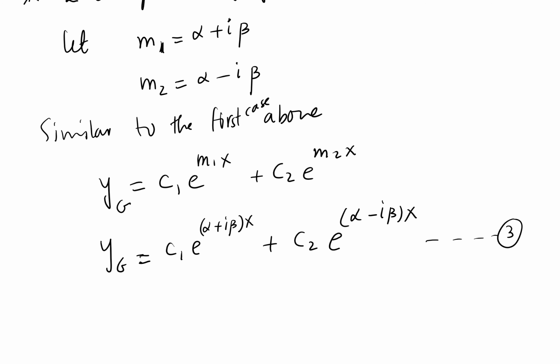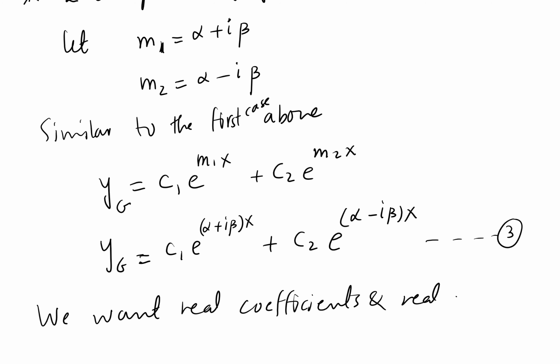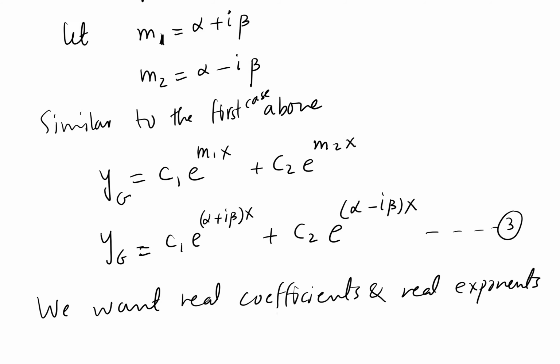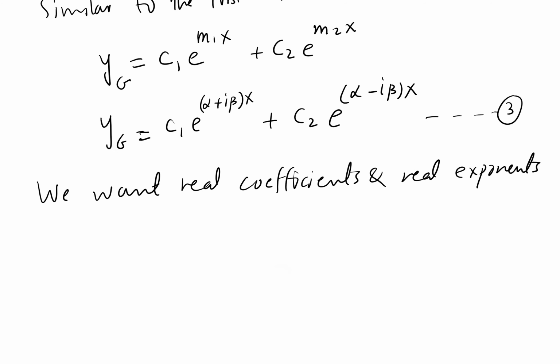One thing we have a problem with here is that we would like all the coefficients and the exponents to be real. So we want real coefficients and real exponents. We can't have complex exponents when it comes to solving this kind of differential equation. Now, how can we rewrite this solution so there are no complex exponents?